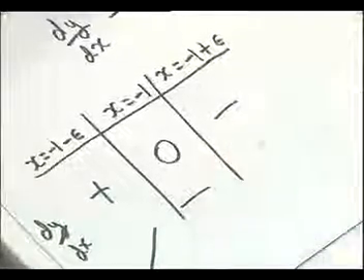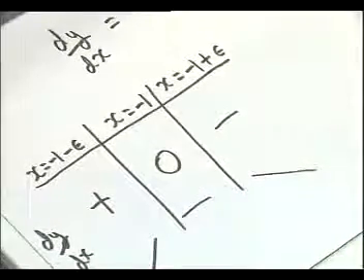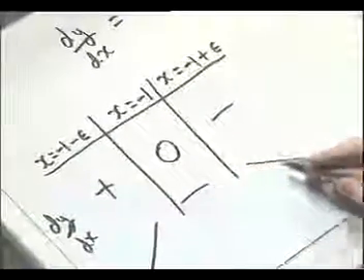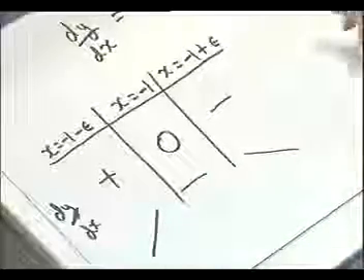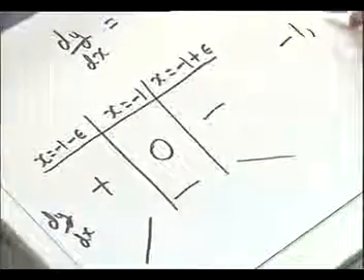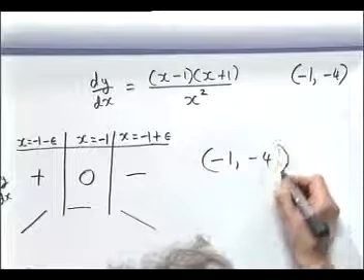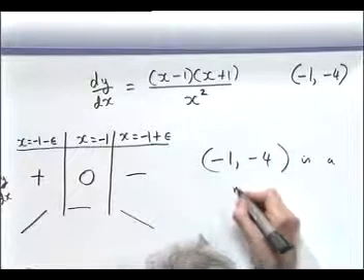So let's sketch the shape. We've got a positive slope, a flat slope, a negative slope. And this defines the shape of a maximum. And so we can say (−1, −4) is a maximum.